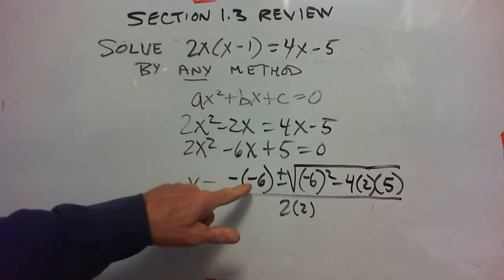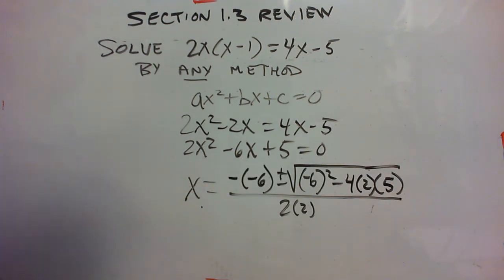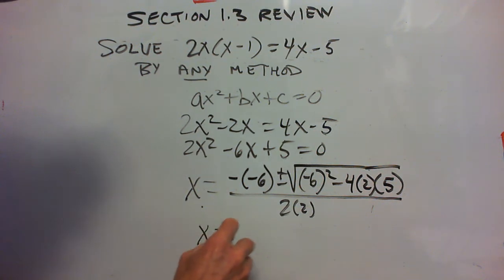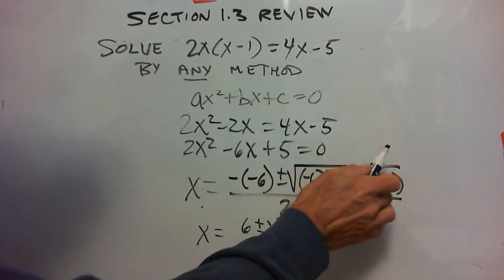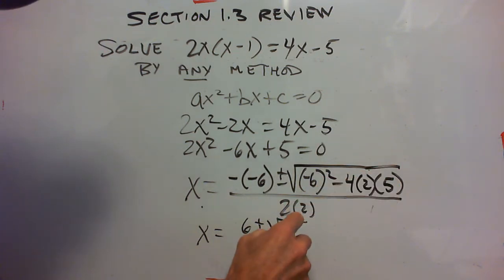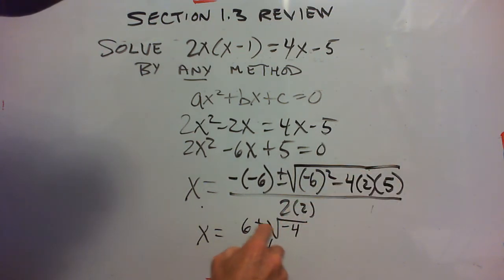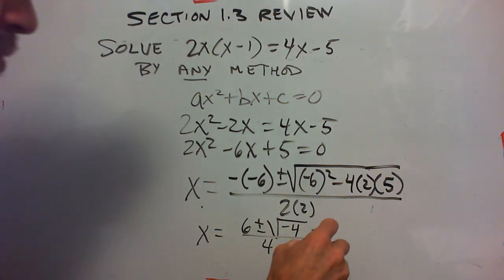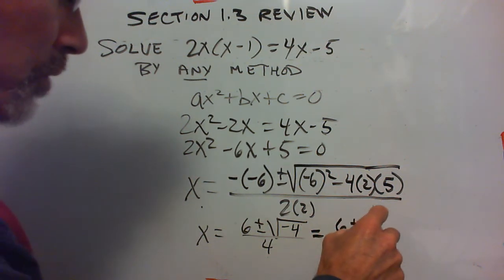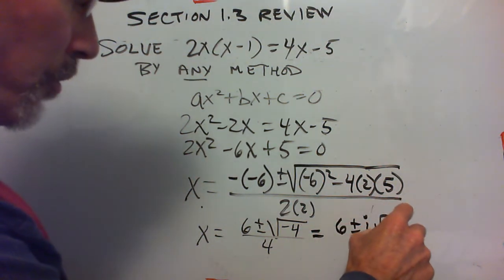So you plug into the quadratic formula and then simplify, and you get 6 plus or minus square root of 36 minus 40, which is negative 4. So here we see right away it couldn't have factored because we got a square root of a negative. Now from section P6 we've learned that we can write that as i square root of 4.